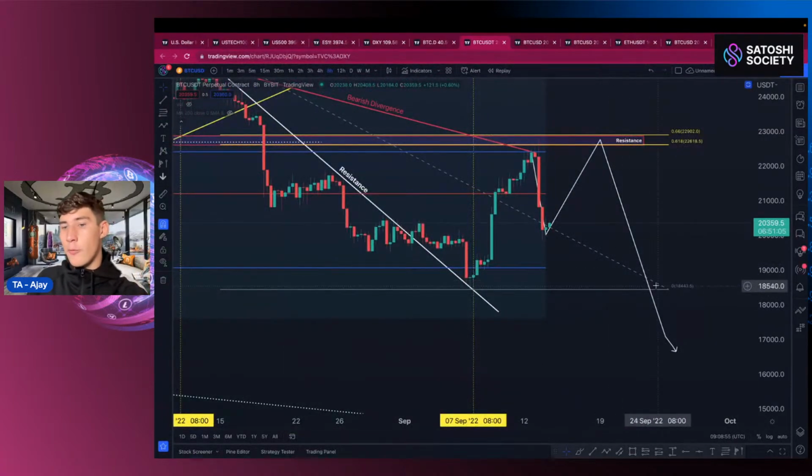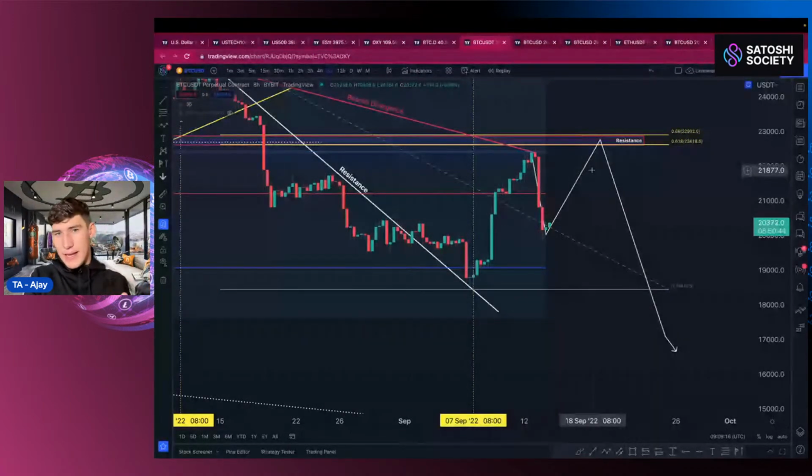But of course, if we want to get below $18,450, we do need to come and retest this value area low and get a rejection from that value area low. So that's what I'm going to be looking at if we do get that confirmed rejection and we do come down to that price target, which is at $18,450.